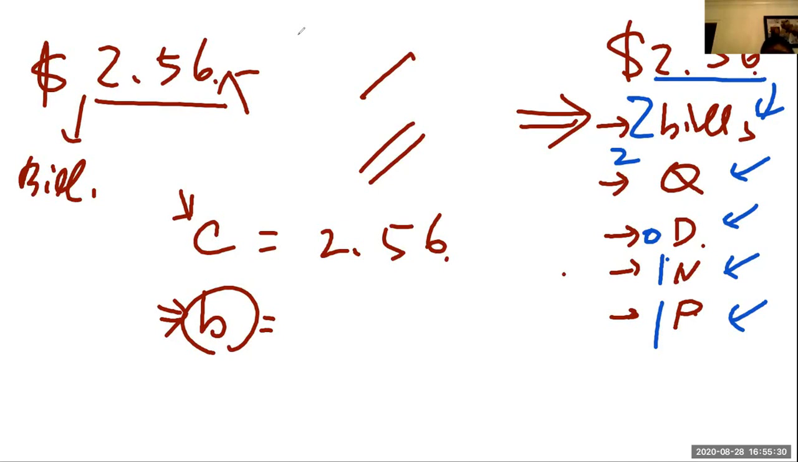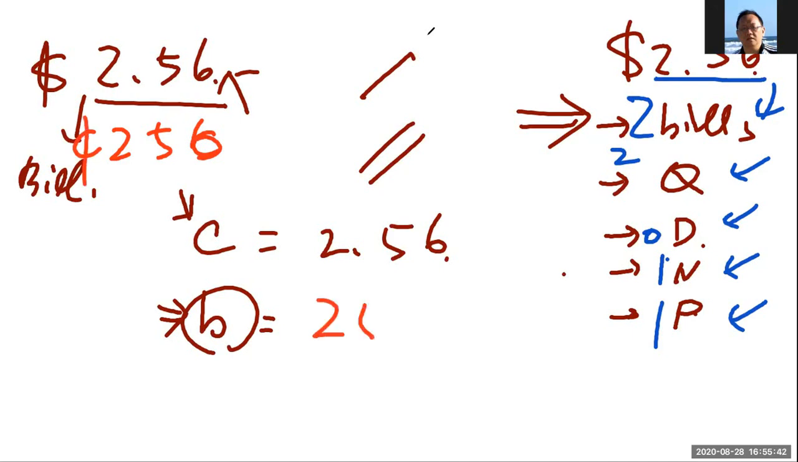256 would be easier than 2.56. So I convert it to cents. So here I do 256 divided by 100, and I'll get the number of dollar bills I should have. Is that right?